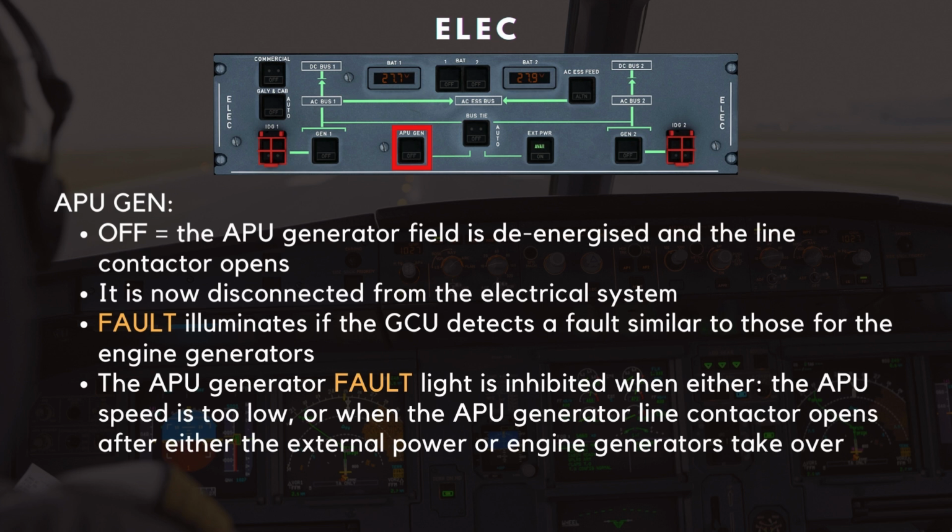When the push button is selected off, the APU generator field is de-energized and the line contactor opens. It is now disconnected from the electrical system. An amber fault light illuminates if the GCU detects a fault similar to those for the engine generators. The APU generator fault light is inhibited when either the APU speed is too low or when the APU generator line contactor opens after either the external power or engine generators take over.